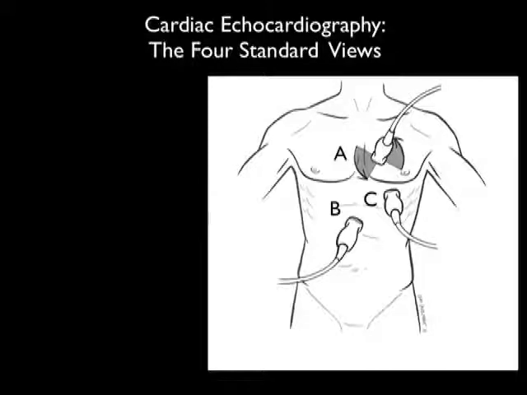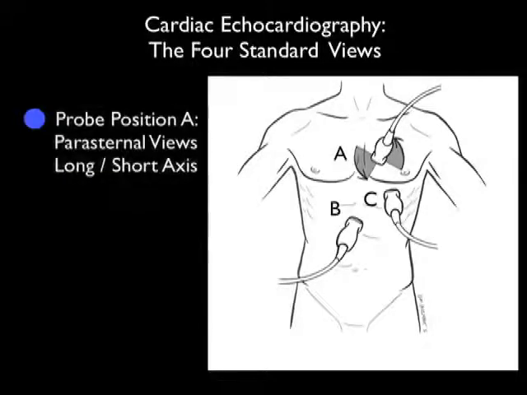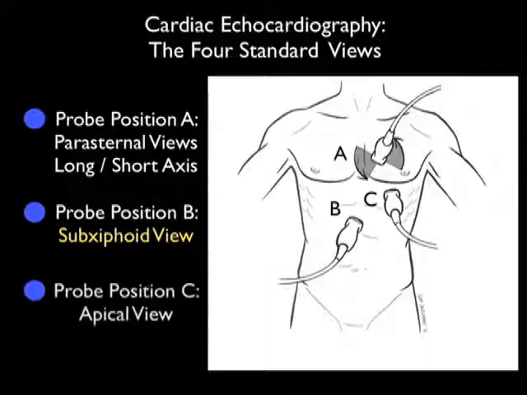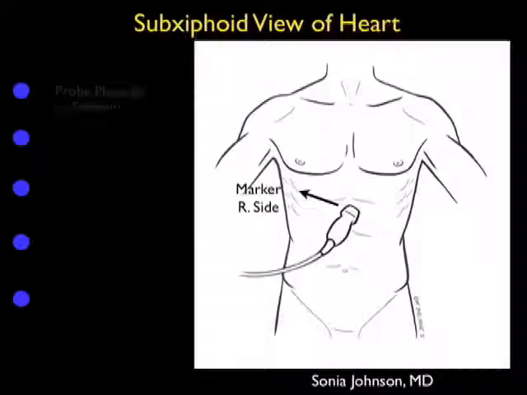In this module, we'll continue our journey through the cardiac echocardiography examinations, looking at the 4 standard views. We're specifically going to focus on probe position B, as shown in the pictorial here, the subxiphoid view of the heart. Hopefully you've joined me prior for the parasternal views as shown in probe position A and an upcoming module on the apical view as shown in probe position C. The subxiphoid view of the heart is an excellent way of imaging the patient's heart and getting a lot of information directly at the bedside. Now let's learn how to perform the subxiphoid view of the heart.